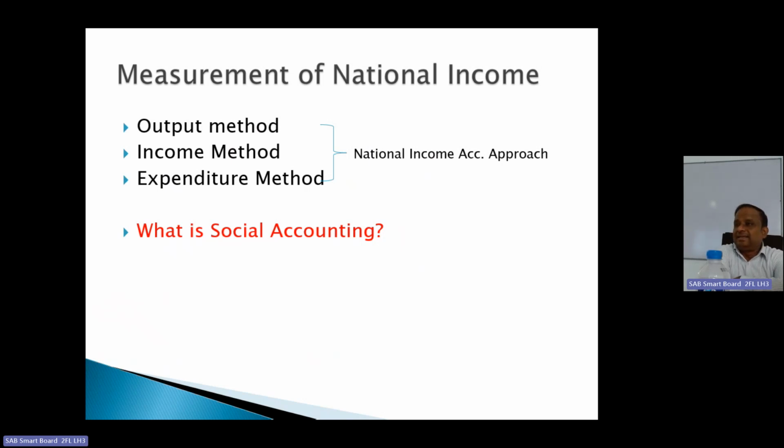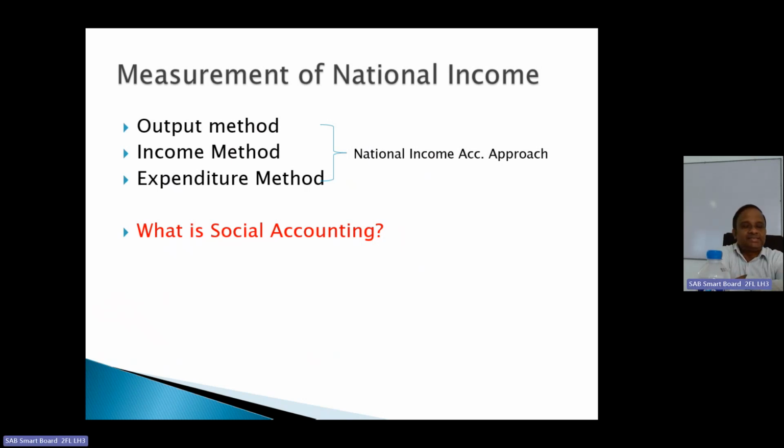Now, how do we measure the national income? There are three methods we identified here. The output method, based on the total product produced during a given period of time. We value all the goods and services produced, and their monetary value.